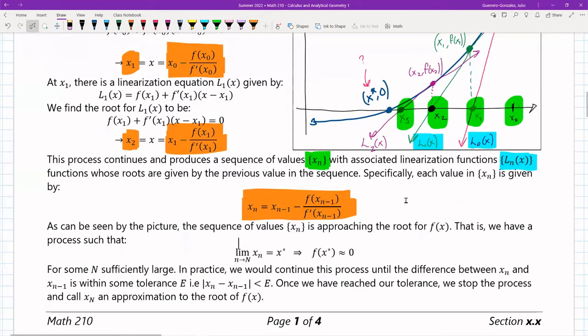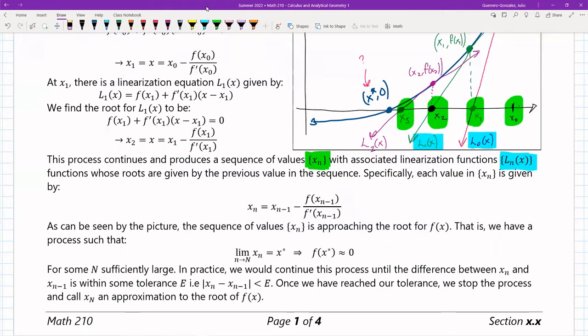As you can see in the picture, these values x sub n, let me get rid of some of the color coding here. As you can see, some of the values of the xn's start approaching something. Those green values that are above start approaching the value that we want. We want this answer right here. We want that x star. We want the root of the function, okay?